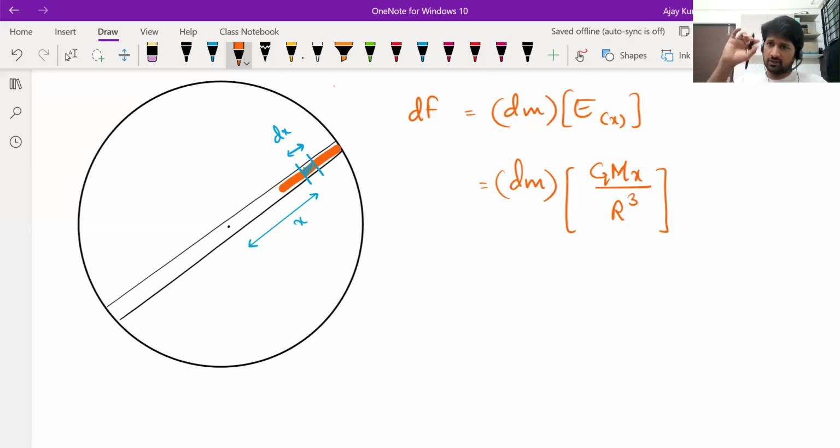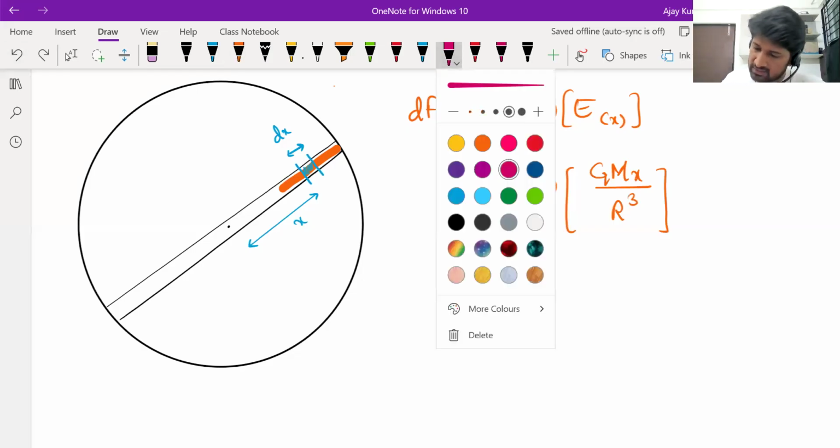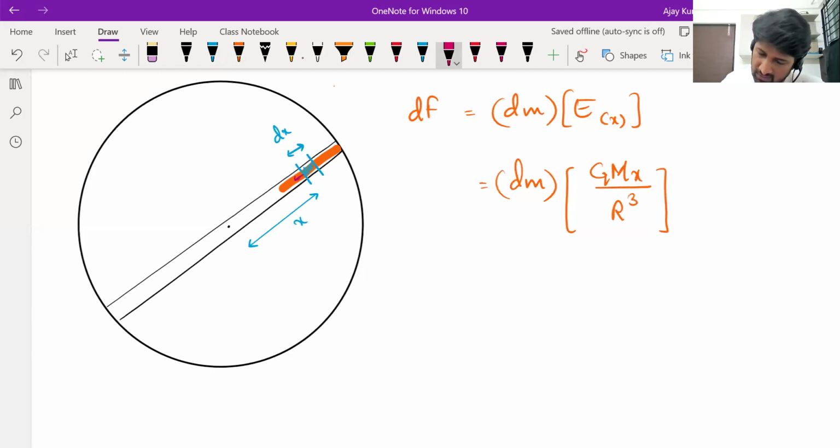Now, the solid sphere will always create a field towards its center. So be it this element or any other element, the force on the elements is going to act towards the center itself. All elements will experience force in the same direction. So you can integrate the magnitudes of force, that is enough.